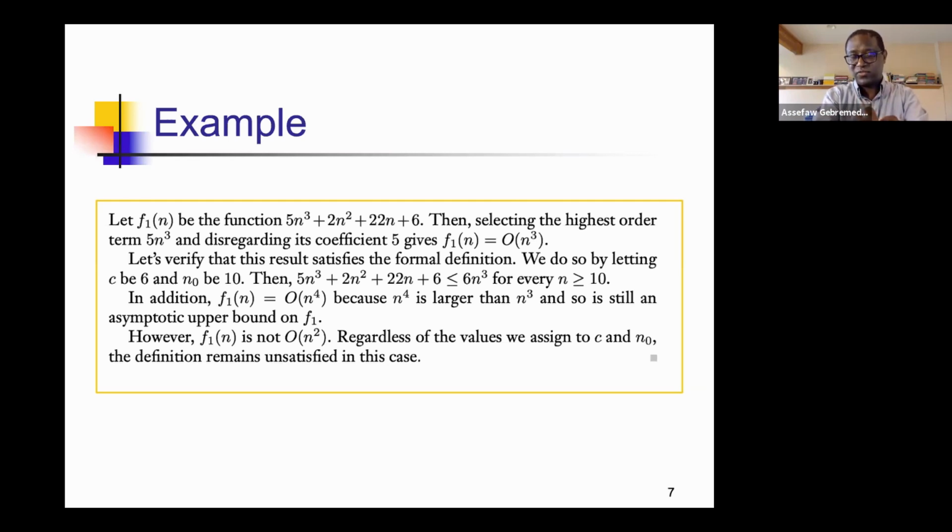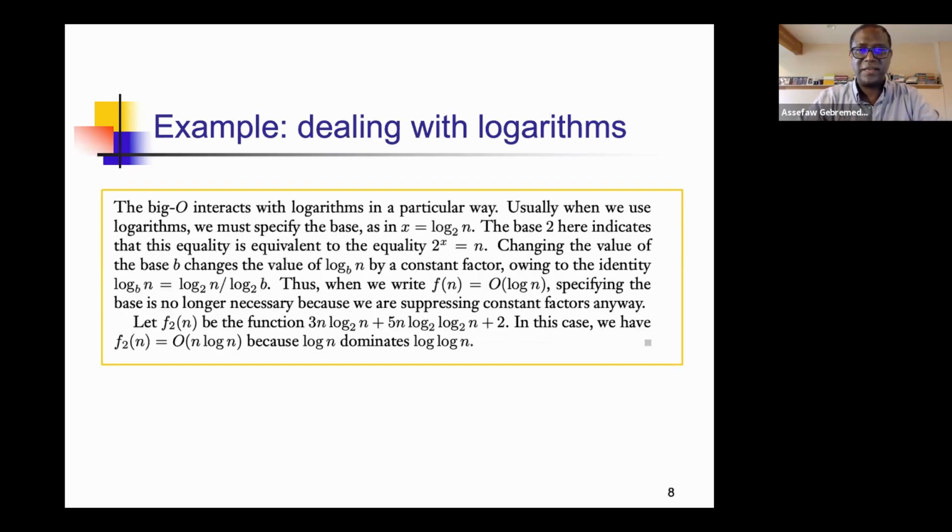And so there is no reason for us to call this function of order n to the 4th, even though that is true, because n cubed is a tighter one. But it will not be order of n squared, because the function is strictly bigger than that. So that's what the rest of the story is saying here.